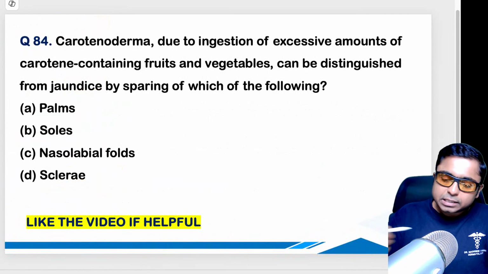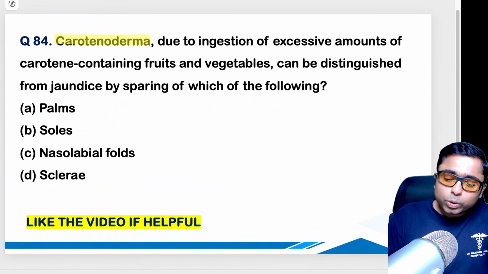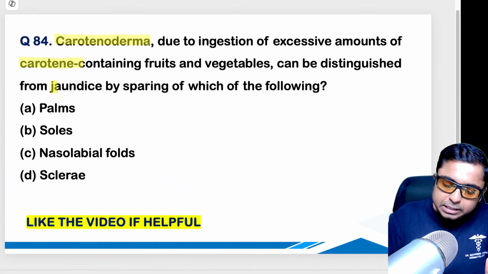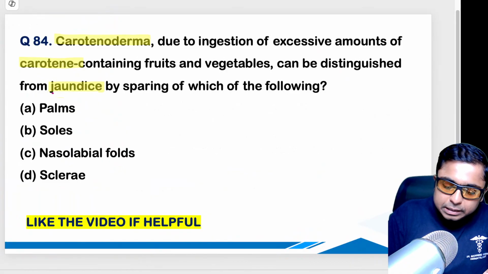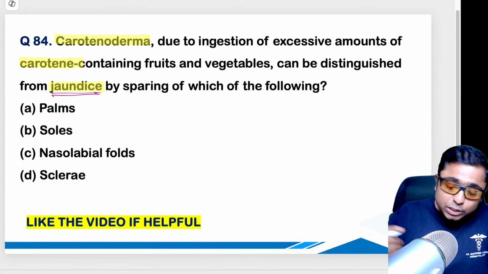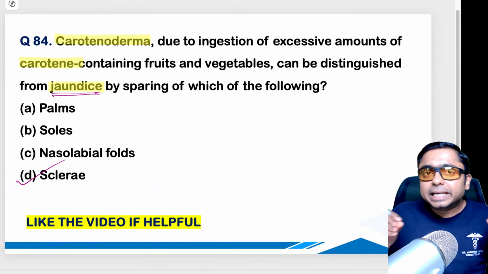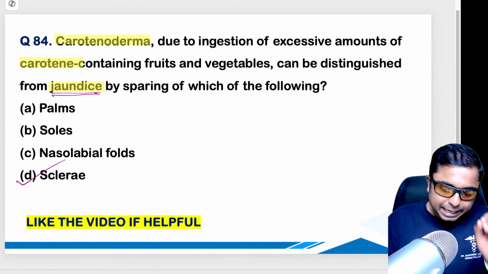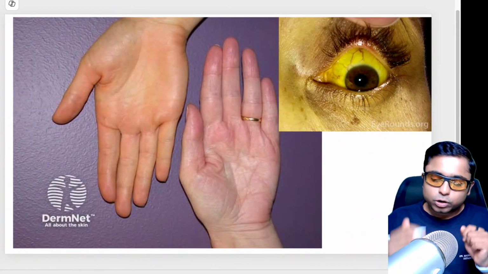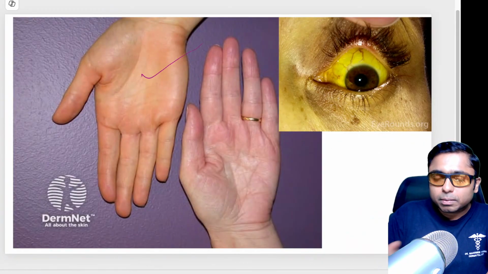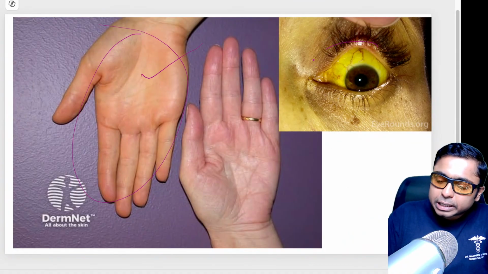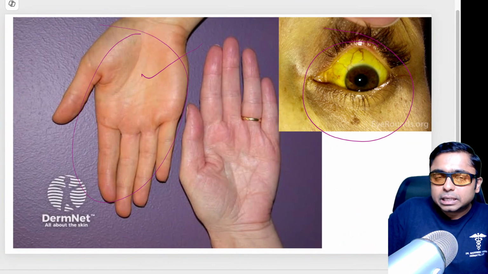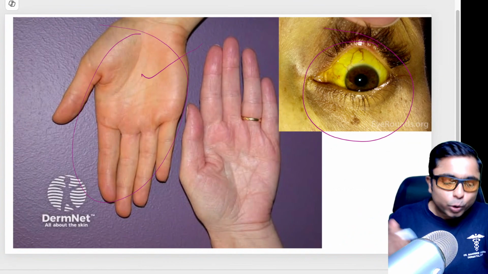Okay, next is this question. Carotenoderma, due to the ingestion of excessive carotene content fruits and vegetables, okay, can be distinguished from jaundice by sparing of which of the following? Please remember, if a patient is having the icterus, then there is going to be scleral involvement, whereas in carotenoderma we are not going to see the scleral involvement. So option D, sclera, is going to be the correct answer. So here you can see the carotenoderma patient who is having this yellowish orange color of the palms. And here you can see a patient of the icterus, that is a jaundice, where there is scleral yellowing clearly visible.